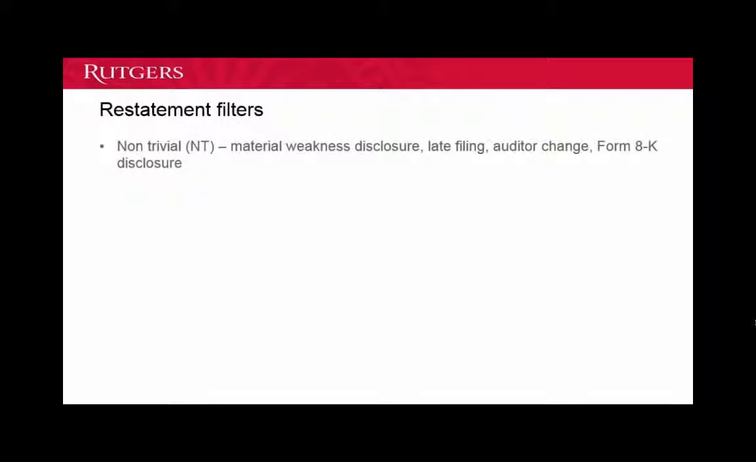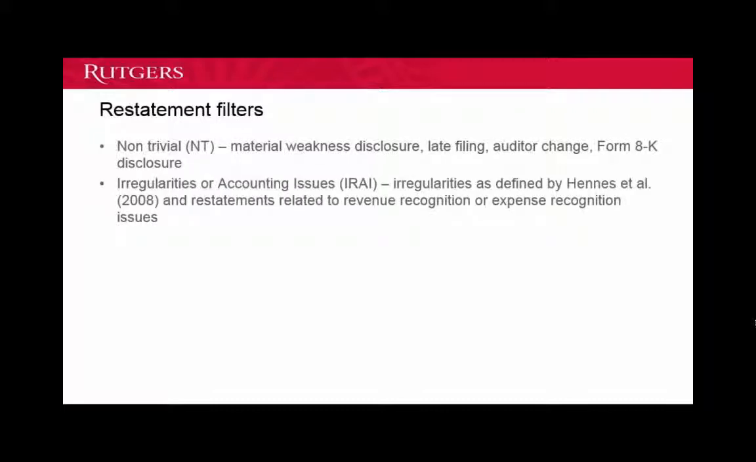So they categorized these restatements by severity, in a sense. So they have these different filters. They have the non-trivial restatement filter, and these were the criteria for that filter: material weakness disclosure, late filing, audit or change. All right. They had what's called the irregularities or accounting issues filter. I didn't go to the Hennes paper to see how they define irregularities. And they looked at restatements related to revenue recognition or expense recognition.